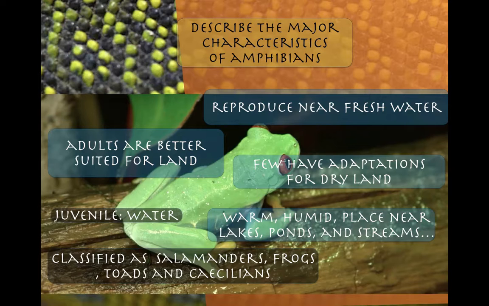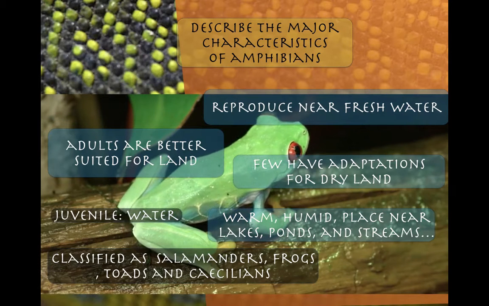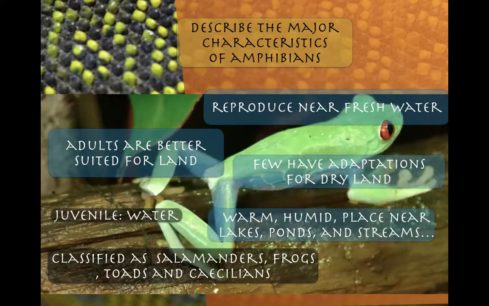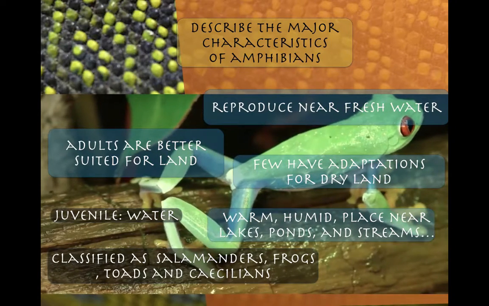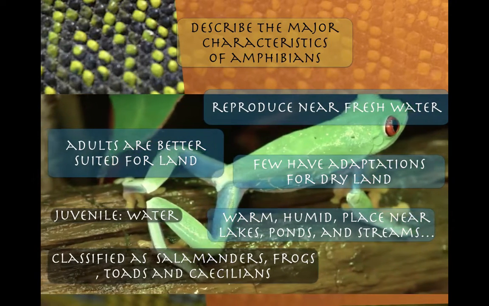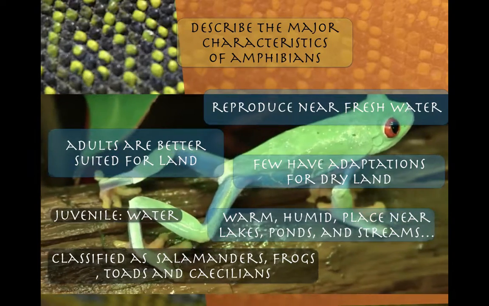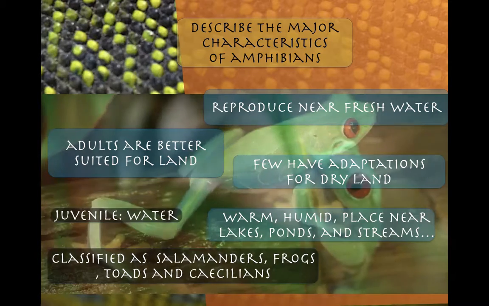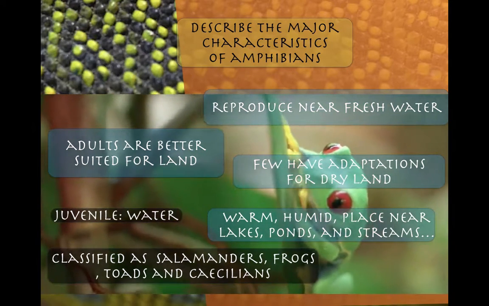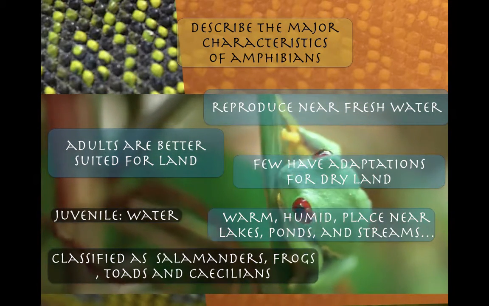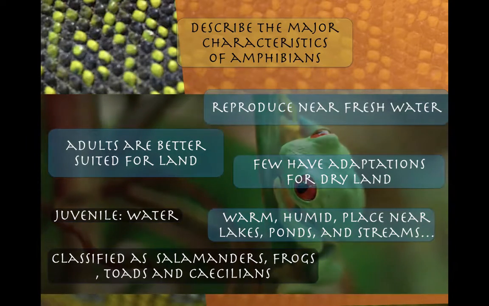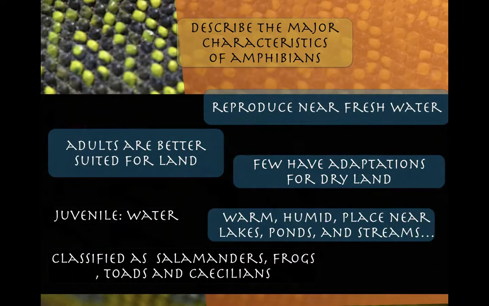They reproduce near fresh water, so they have to have fresh water nearby, and this can come in the form of ponds, lakes, streams, where it's nice and humid. Few have adaptations for dry land. They're classified as salamanders, frogs, toads, and caecilians. Juveniles live in water. They're dependent on that. They have gills. And then as adults, they are better suited for land, where they develop lung tissue.